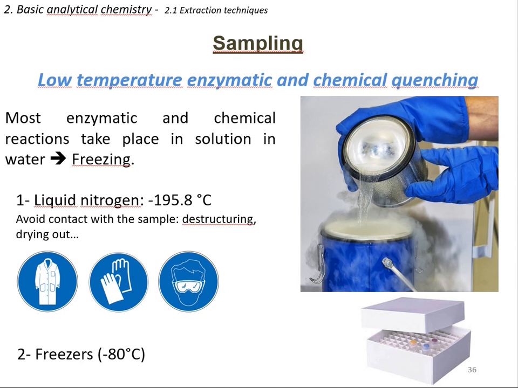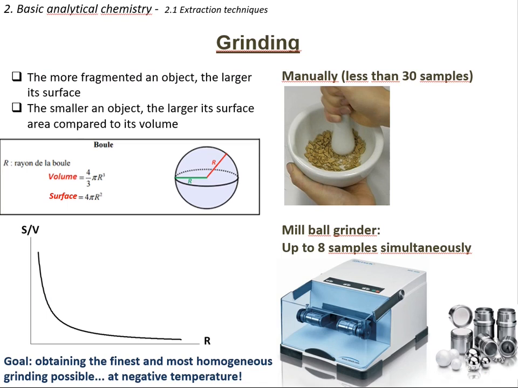You need to protect the sample from the liquid nitrogen. It's very interesting because it will flash freeze the sample. And so it will mostly freeze also any chemical or enzymatic reaction. Then the samples are stored at minus 80 degrees to avoid fast evolution of the metabolic content.